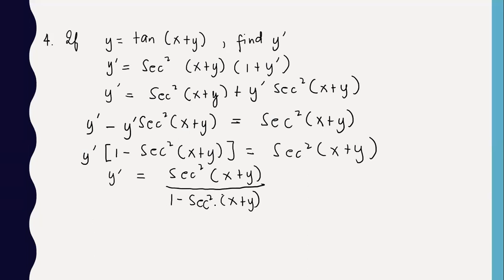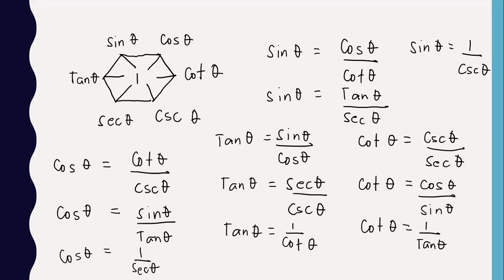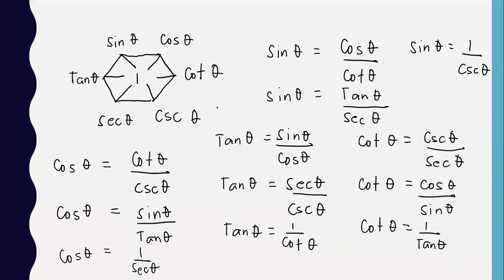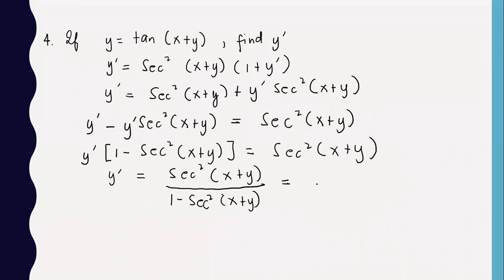1 minus secant squared x plus y, this one is equal to what? 1 minus secant squared is equal to what? Negative tangent squared. Using the Pythagorean identities, tangent squared theta plus 1 is equal to secant squared theta. But the given is 1 minus secant squared. So we will use secant squared x plus y over negative tangent squared x plus y. Remember, the secant squared natin, pwede natin gamitin yung sa hexagon. Therefore, that is y prime.